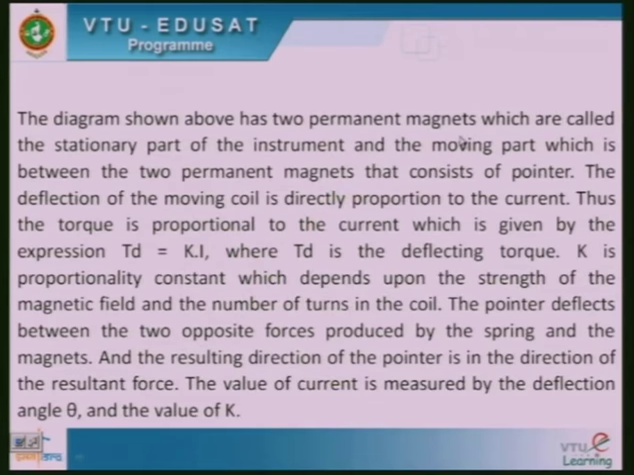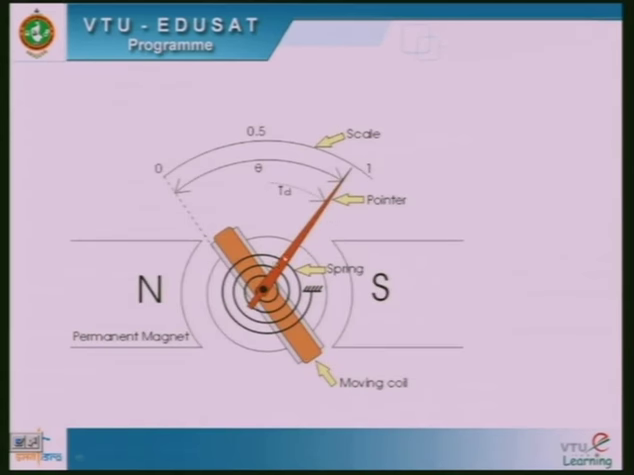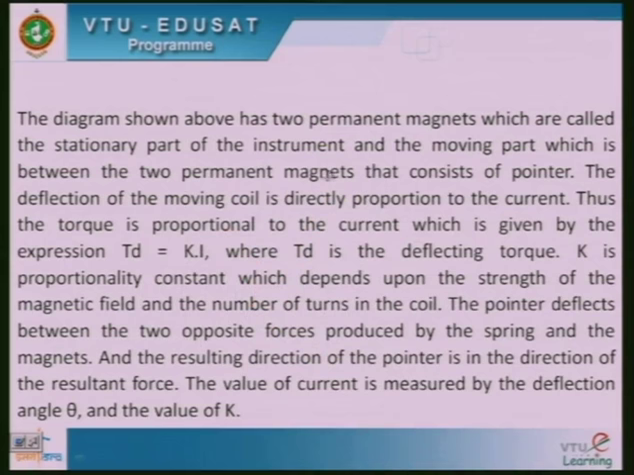It has two permanent magnets, which are called the stationary part of the instrument, and the moving part, which is between the two permanent magnets, that is this pointer. That consists of a pointer. The deflection of the moving coil is directly proportional to the current, that is why this Td is directly proportional to this current. So, Td is equal to K into I.